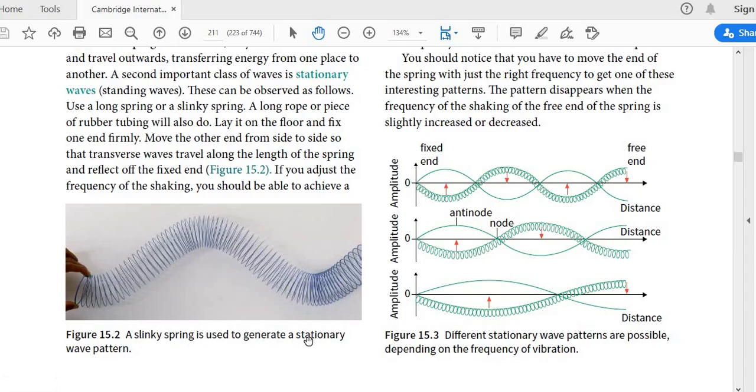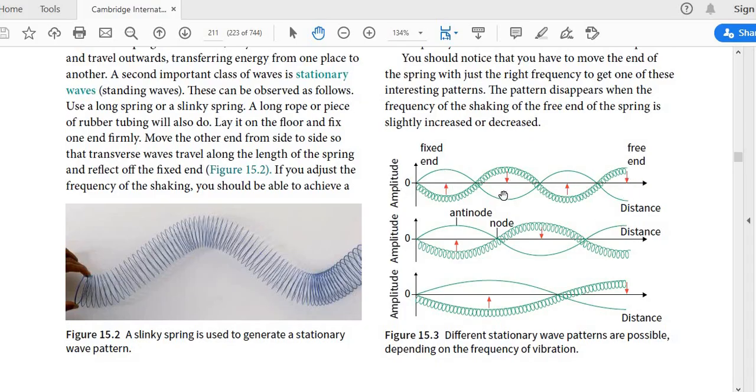A slinky spring is used to generate a stationary wave pattern. Different stationary wave patterns are possible depending on the frequency of vibration. So here is the fixed end, here is the free end. Now in the case of the slinky, this end is fixed, so one student will be holding this end firm without moving it. Then the other student will be moving it like this. So the slinky is on the floor.